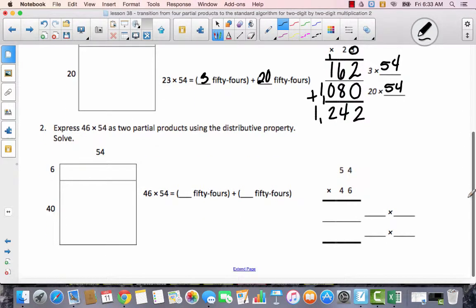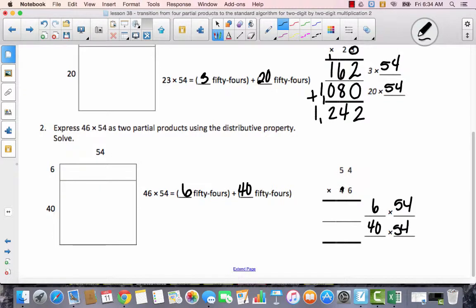So we're going to do the exact same thing, only this time it's 54 times 46. All right, so 46 times 54. So if you look over here, this is 54 times 6. So I have 6 54s, and I have 40 54s. All right, so this is 6 times 54, 40 times 54. Now I'm going to do 54 times 6.